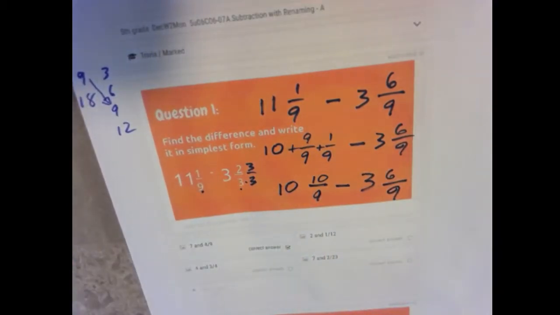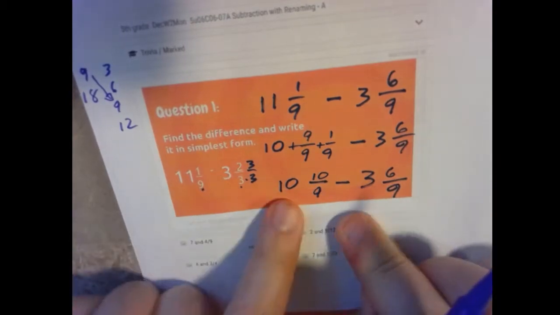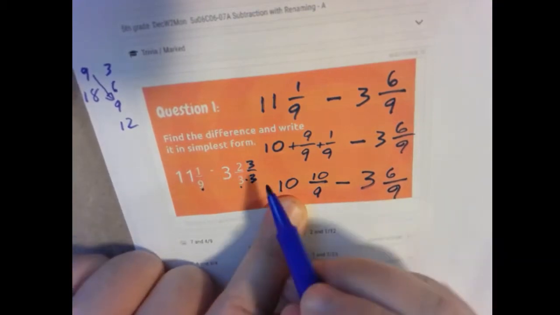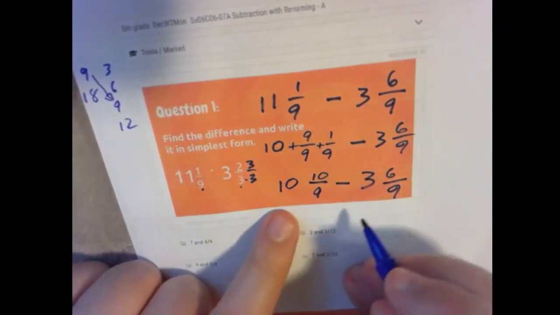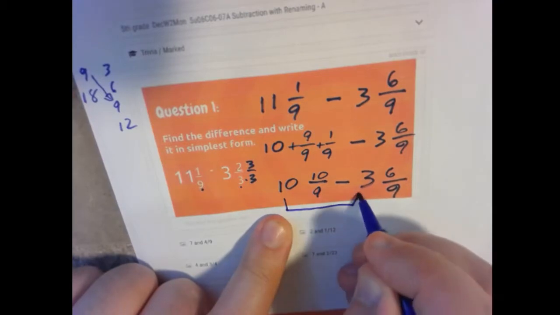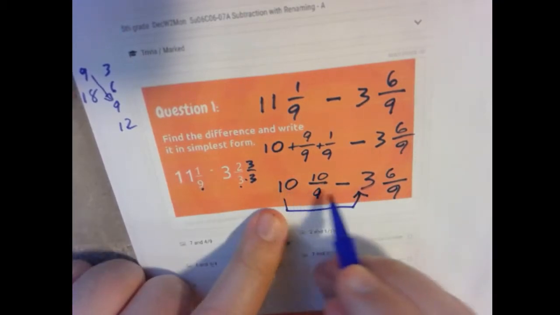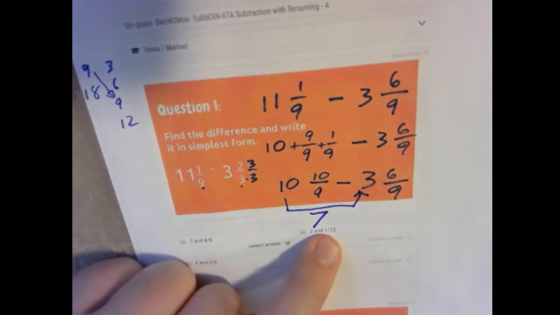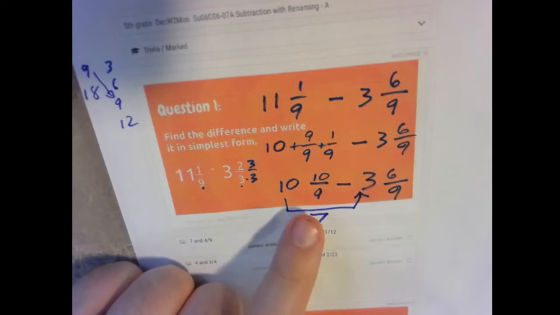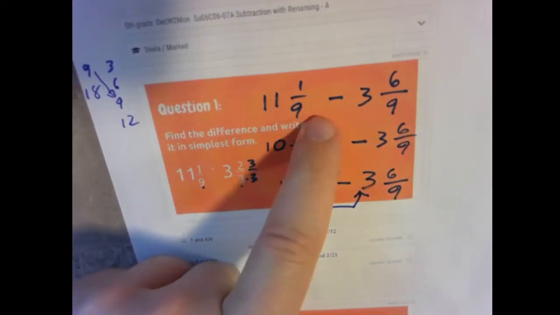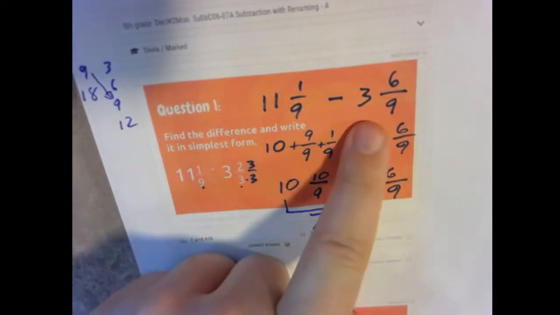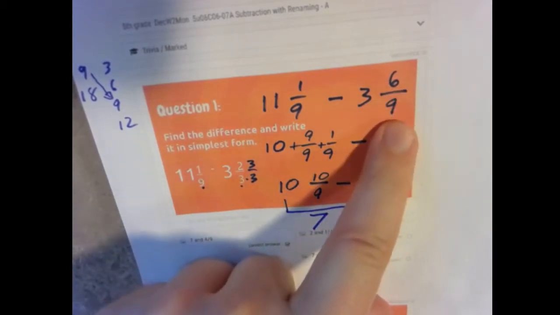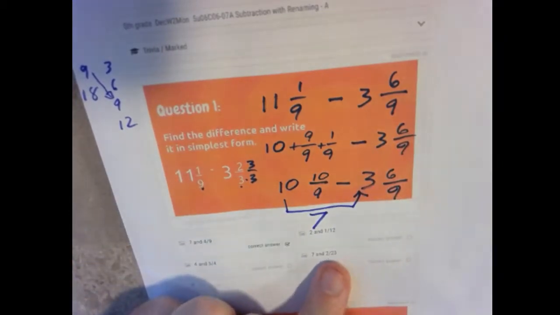Let's look at the whole number. What is 10 minus 3? 10 minus 3 is 7, and these are the whole numbers. Maybe we ended up having a certain number of pizza boxes and we wanted to give away 3 whole boxes and 6/9 of a pizza box to our friend, or maybe we're distributing them to different classrooms.